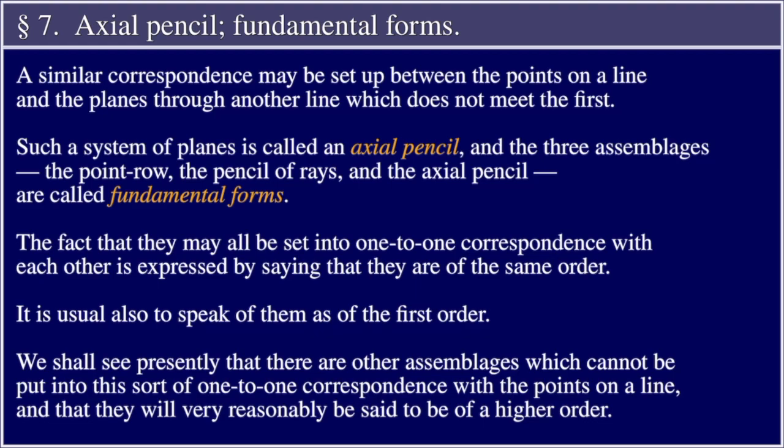The fact that they may all be set into one-to-one correspondence with each other is expressed by saying that they are of the same order. It is usual also to speak of them as the first order. We shall see presently that there are other assemblages which cannot be put into this sort of one-to-one correspondence with the points on a line, and that they will very reasonably be said to be of a higher order.